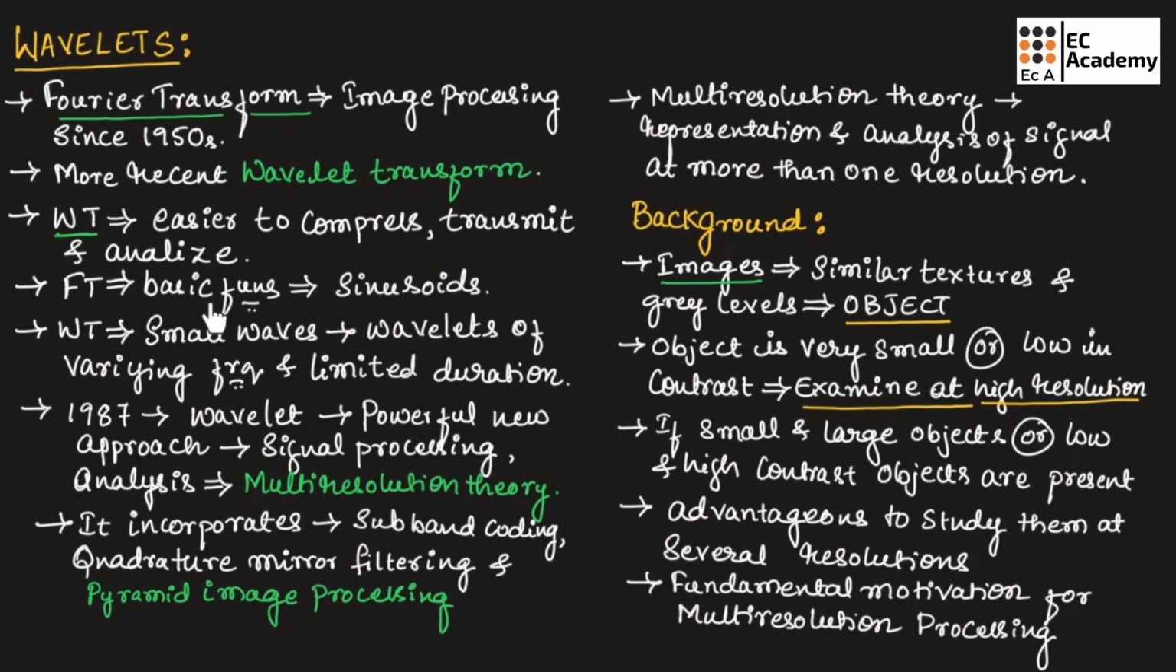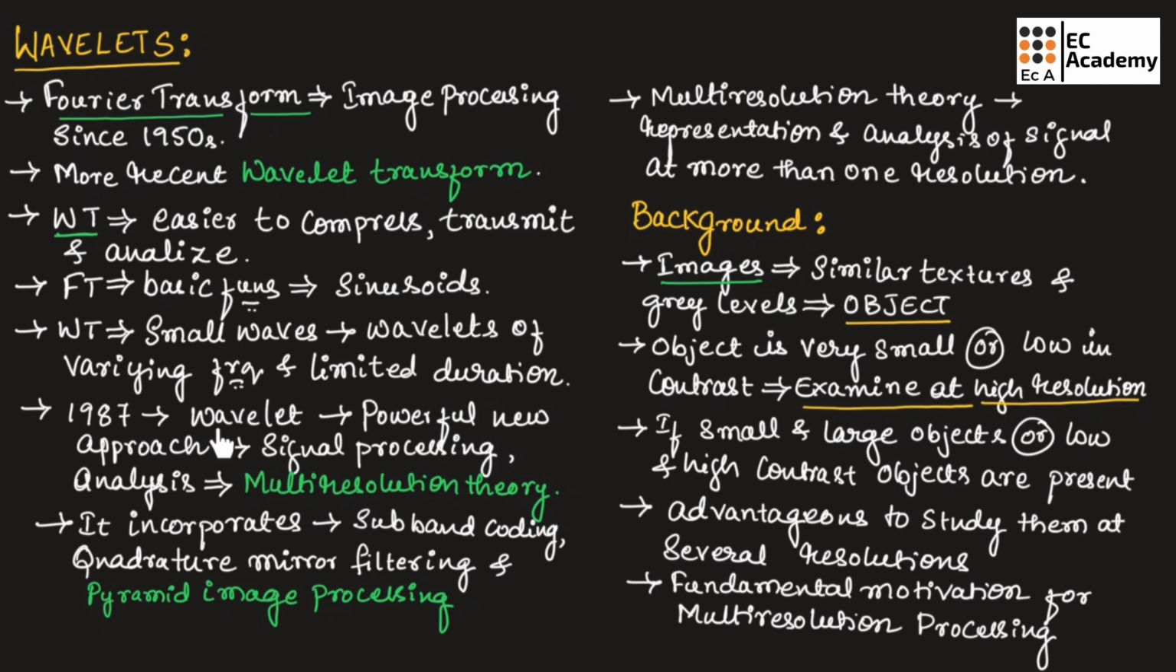In Fourier transform, the basic functions are sinusoids, and in wavelet transform, small waves that are known as wavelets of varying frequency and limited duration. So wavelet transform uses small waves which are known as wavelets of varying frequency and limited duration.